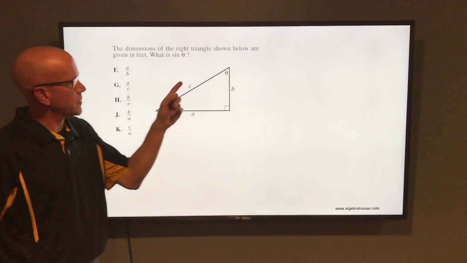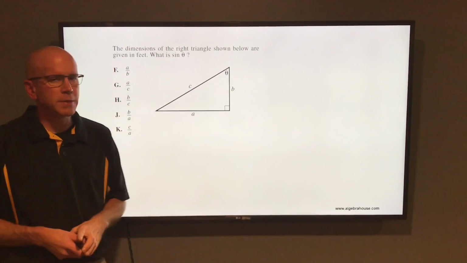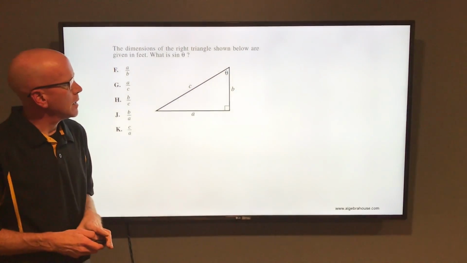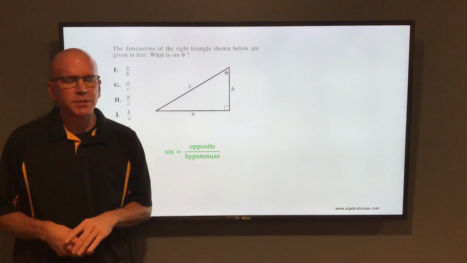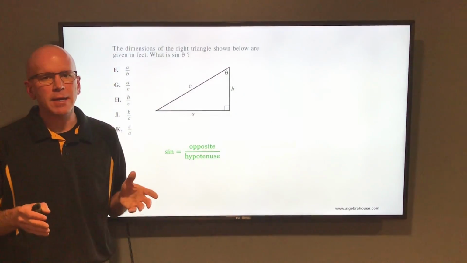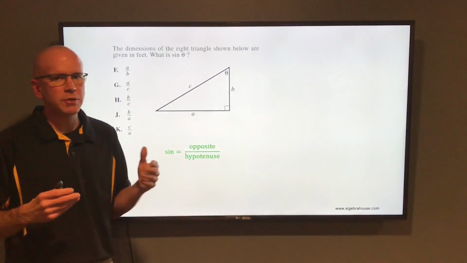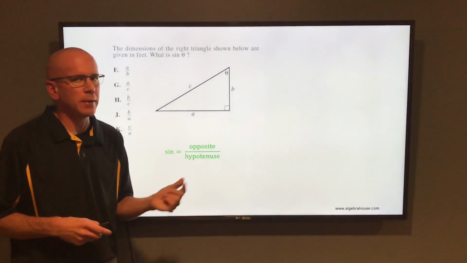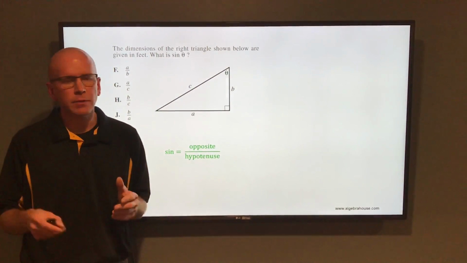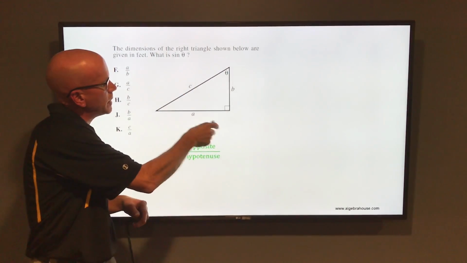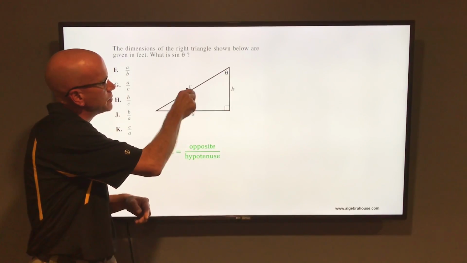The dimensions of the right triangle shown below are given in feet. What is the sine of theta? In a right triangle, the sine of an angle is the side opposite that angle over the hypotenuse. So it's the ratio of the opposite side over the hypotenuse. In a right triangle, the hypotenuse is the side across from the right angle. So in this right triangle, the hypotenuse is C.